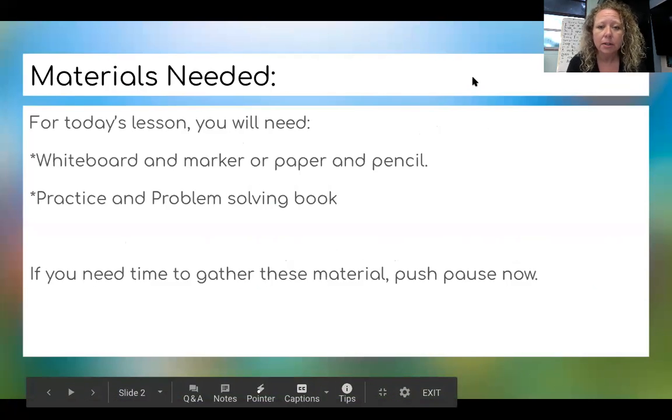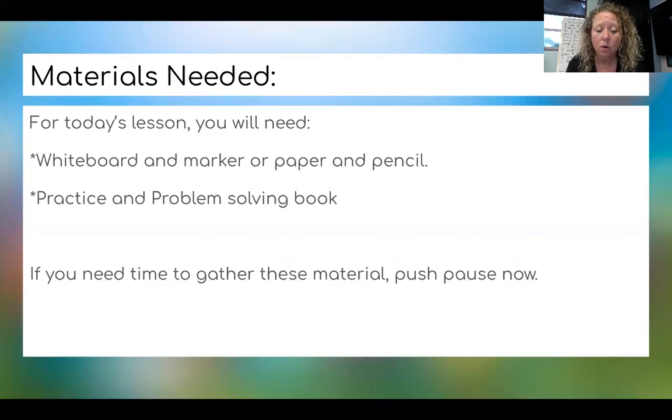So here are the materials that you're going to need for today's lesson. You'll need a whiteboard and a marker, or a piece of paper and a pencil. Either one is fine. And you're going to need your practice and problem solving book. If you need time to gather these materials, go ahead and push pause now, and when you're ready, push play.